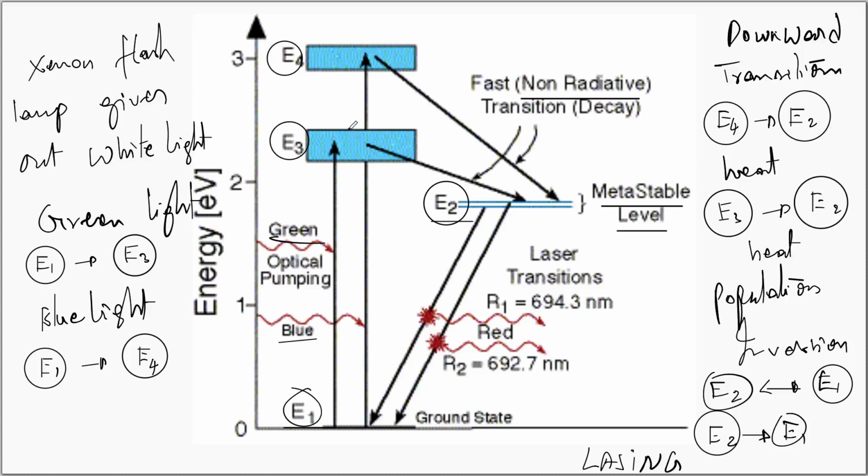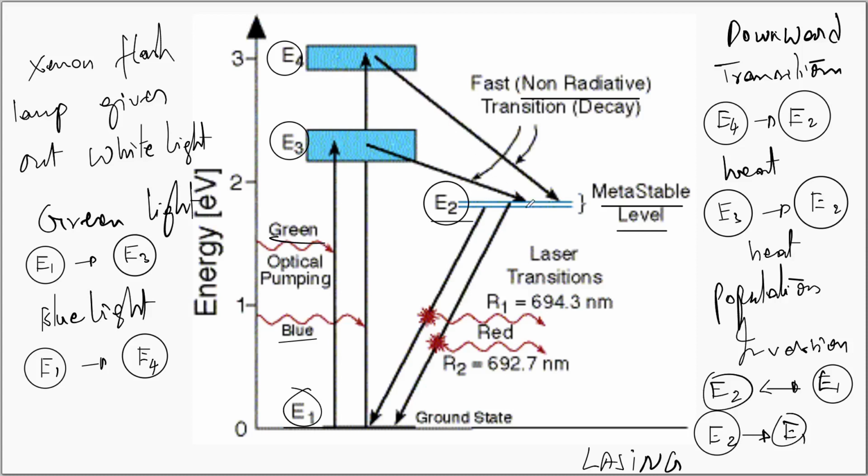From these two energy bands, the chromium ions make a downward transition quickly to state E2. E2 is a metastable state. The chromium ion population in E2 keeps building up. So a transition from E4 to E2 happens, and this is a non-radiative transition. As a result, heat is released. Similarly, a transition from E3 to E2 takes place. That is also a non-radiative transition.